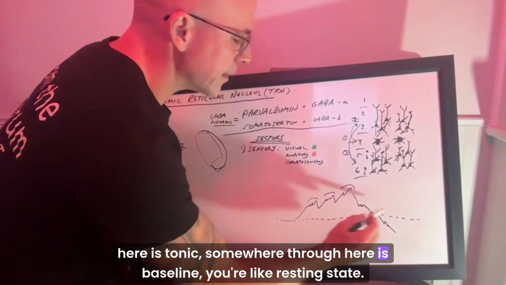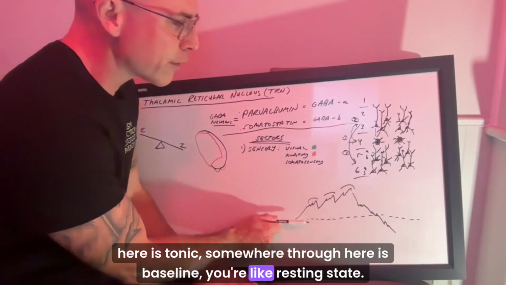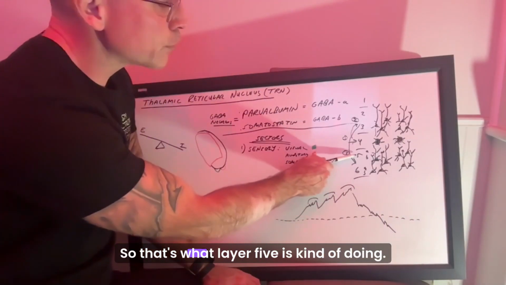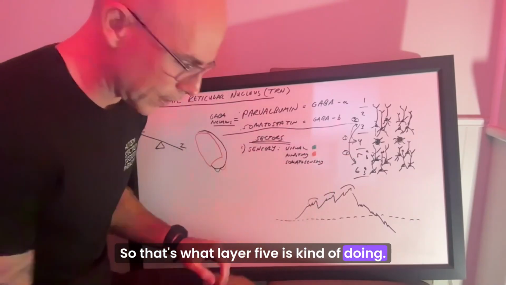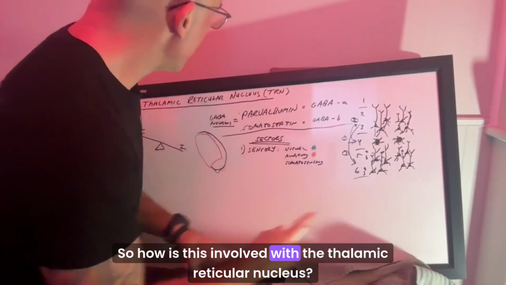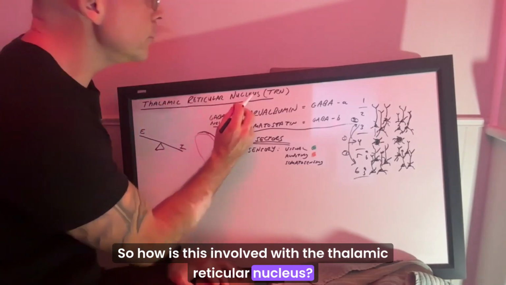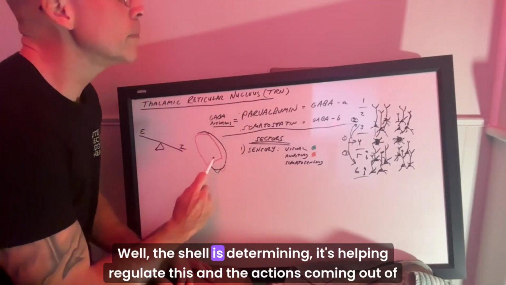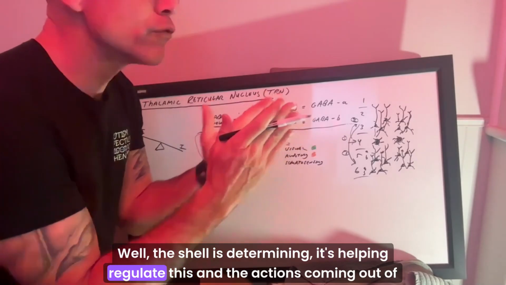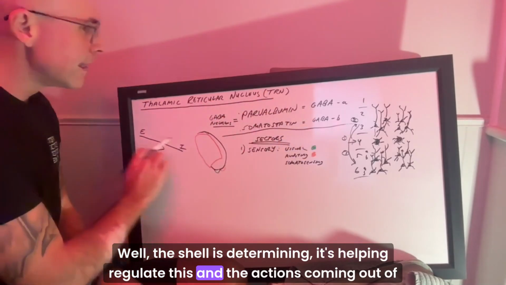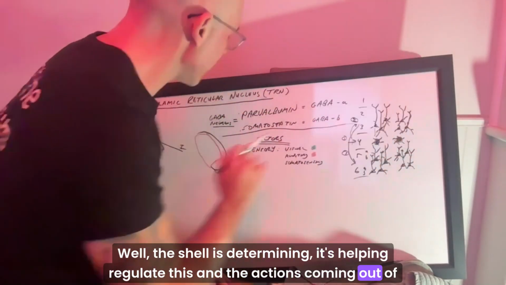Somewhere through here is baseline, your resting state. So that's what layer 5 is kind of doing. So how is this involved with the thalamic reticular nucleus? Well, the shell is determining. It's helping regulate this and the actions coming out of the thalamus.